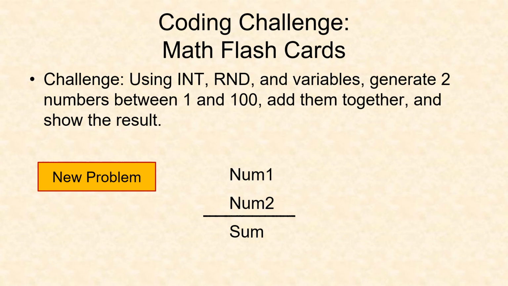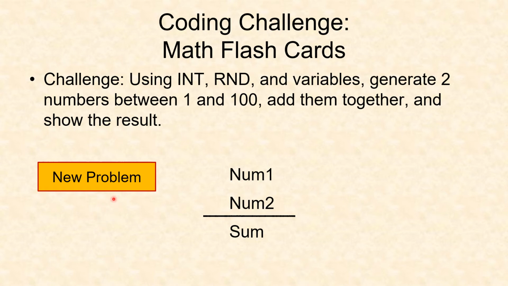Now let's try a coding challenge. Let's create a math flashcard. So the challenge will be, let's generate 2 integers between 1 and 100, and then let's add them together, and we'll show the result. Let's take a look at how we're going to do it. First of all, let's take a look at what we're going to work with.